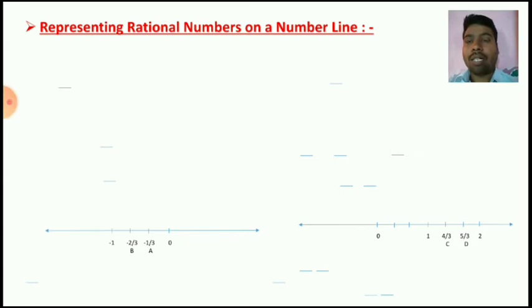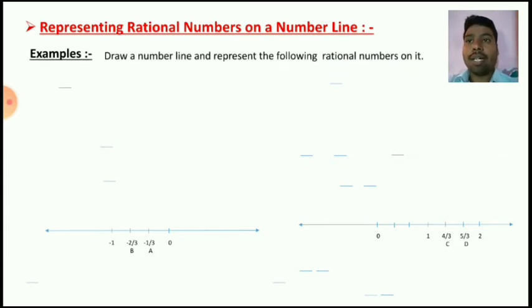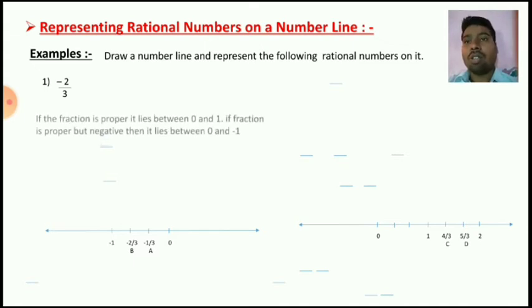The next point is representing rational numbers on a number line. You have to represent rational numbers on a number line. How do we represent them? For example, the first question is: draw a number line and represent the following rational numbers on it. The first example is minus 2 divided by 3. We have to represent minus 2 divided by 3 on a number line. So how do we represent it?